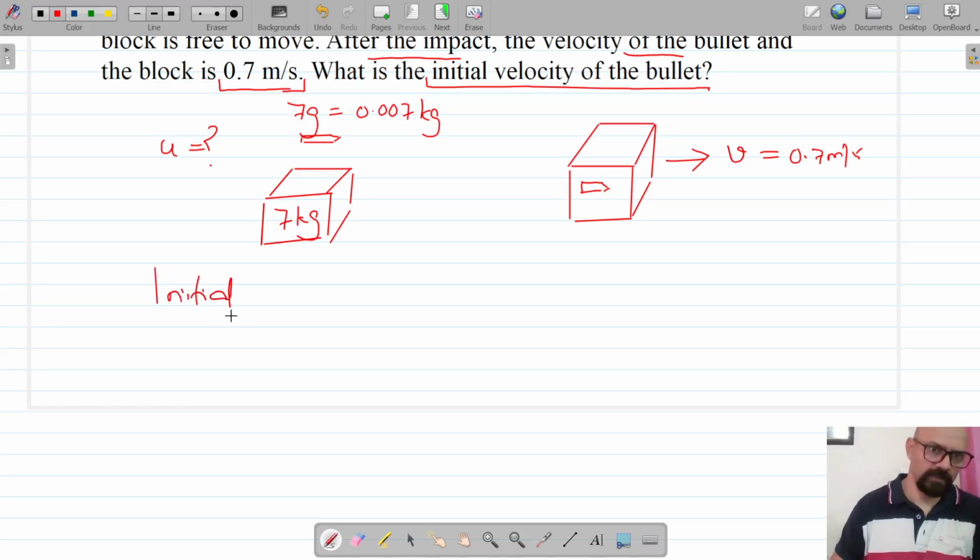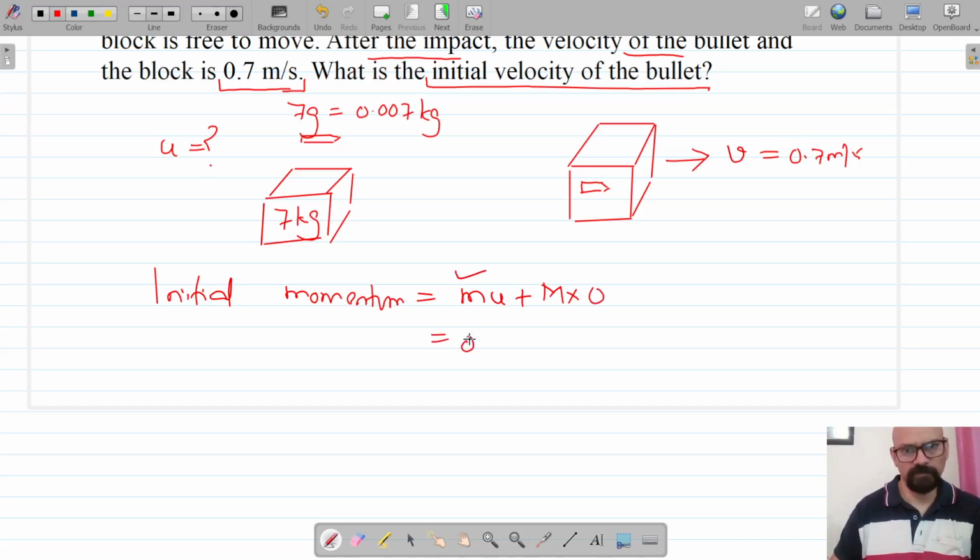So we are going to use the law of conservation of momentum. The initial momentum here is equal to m, which is the mass of the bullet, times its velocity u, plus the mass of the block, which is capital M, times its velocity, which is 0. So the mass of the bullet is 0.007 kg, and the initial velocity is u. So this is the initial momentum, that is 0.007 kg times u, in kg meter per second.